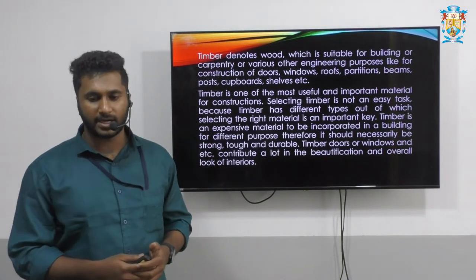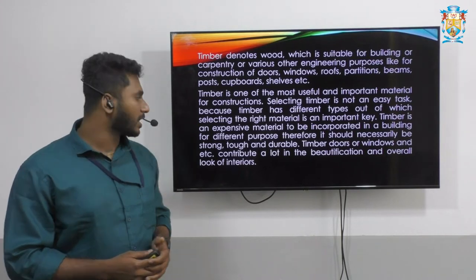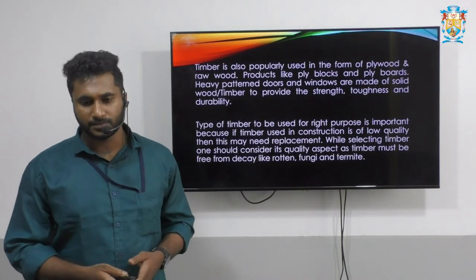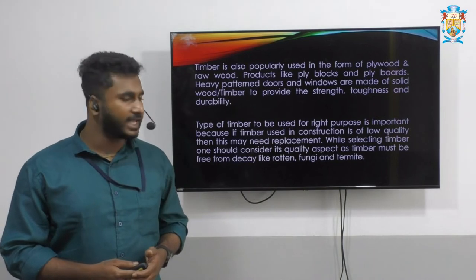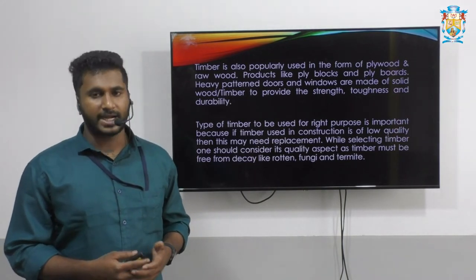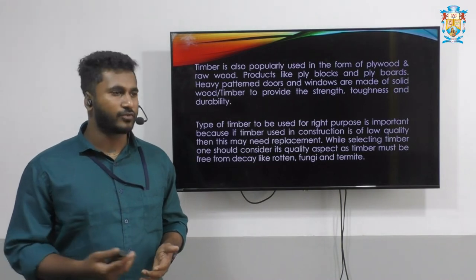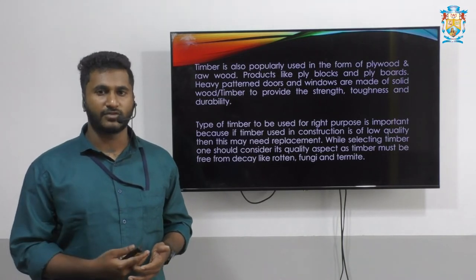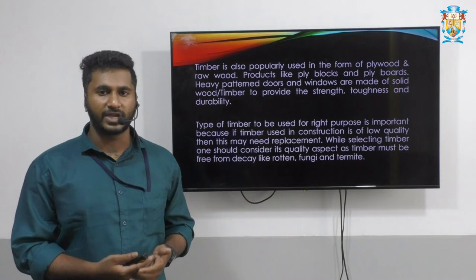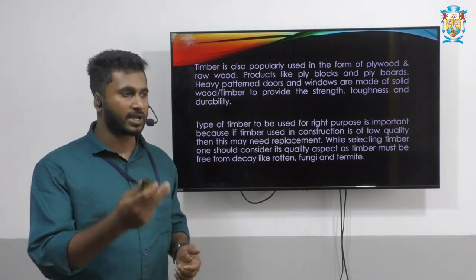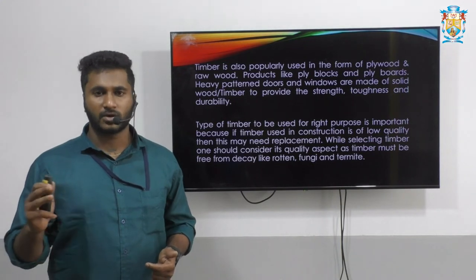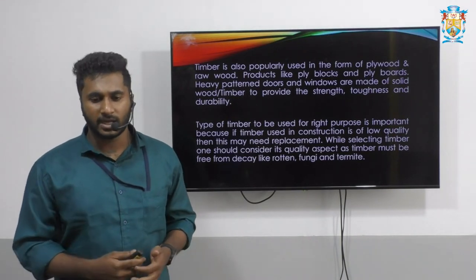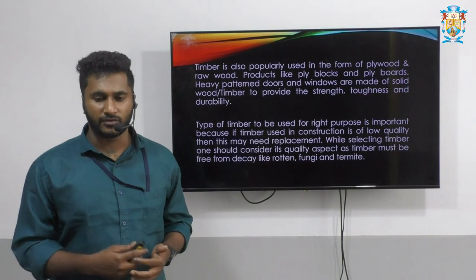Timber doors and windows contribute a lot to the beautification of the overall construction or interior works. Timber is also popularly used in the form of plywood and raw wood. Plywood we use in kitchen cabinets, and nowadays plenty of furniture related to the living room, the dining room, the kitchen areas and bedrooms. So it covers almost all the rooms where we use plywood or wooden works.